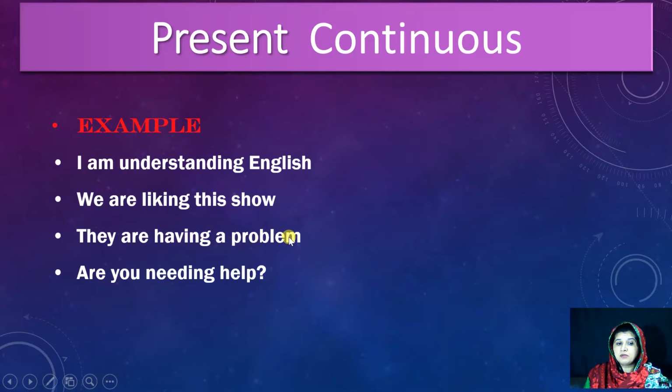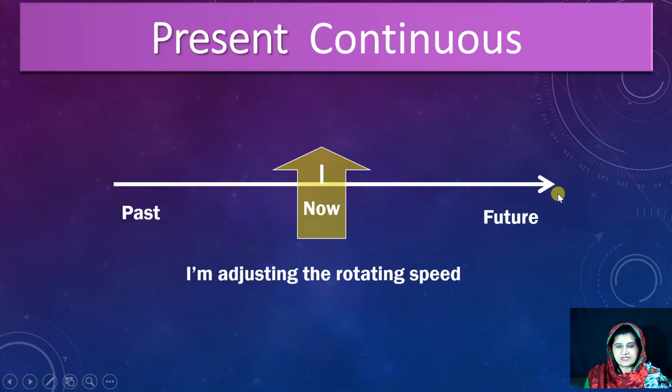They are having a problem. They are having a problem or they have a problem. Think about it. Yes, they have a problem. Are you needing help or do you need help? Which expression is more correct? Yes, you are right. Do you need help? So be careful. Never use present continuous tense with stative verbs. So you can see the picture diagram which is showing the most frequent use of present continuous tense with the situation which is happening right now or the temporary situation which is there for some time period.